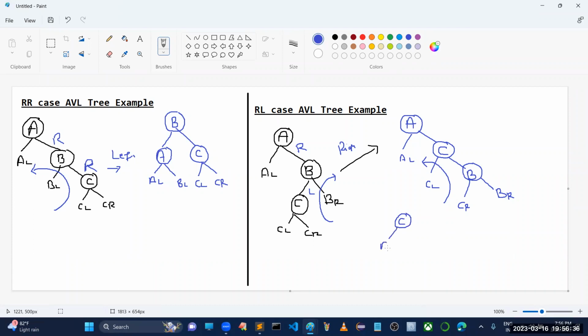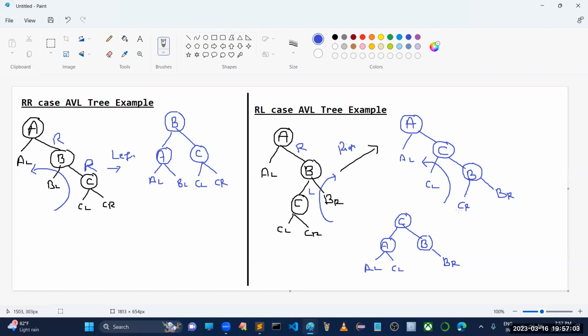For this, the left subtree will become A, and the right subtree will become B. So for B, BR is already there; it will be available as it is. For A, AL is available. Sir, what about this CL? It is less than C, so definitely it should come under the left side. But it is greater than A. Then only it came here, right? That's why the CL position is this one.